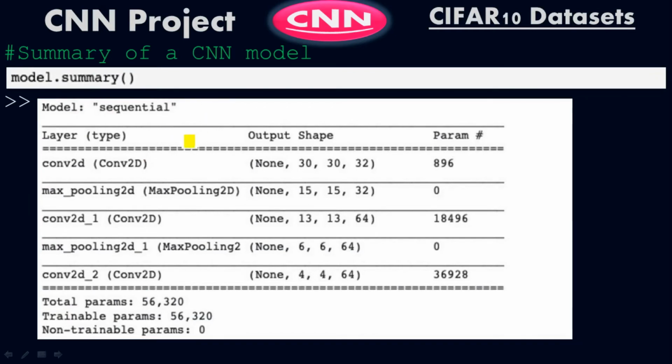Model equals sequential. There is a sequential model, and if I remember, convolutional layer 1 with a 3 by 3 dimension of 32 filters, and then max pooling 2D, and then convolutional layer 1 with 18,496 parameters. So you can see here the total parameters are 56,320. Trainable parameters are 56,320. Non-trainable parameters equals 0.